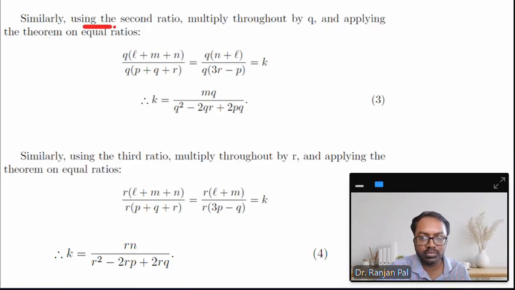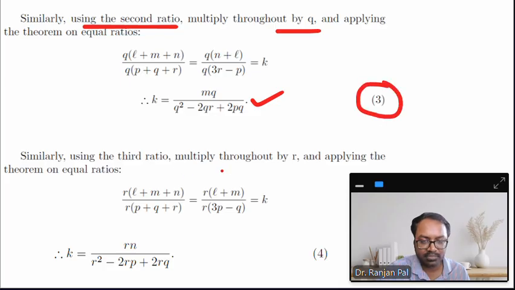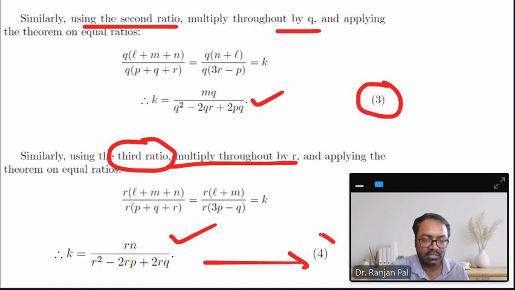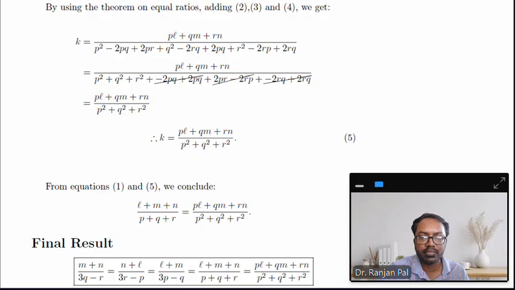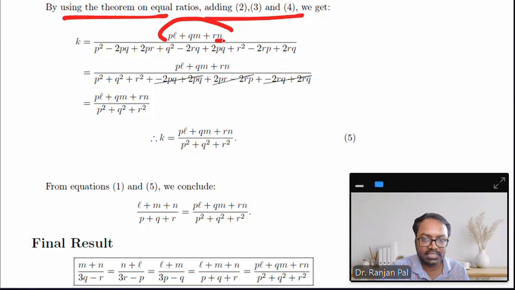Now similarly, using the second ratio and multiplying throughout by q, this is what we arrive at, and we can name this as equation 3. Likewise, multiplying throughout by r, considering the third ratio, this is what we get, and we mark this as equation 4. Now, if you compare equations 2, 3, and 4, we see that there is some analogy, and we can apply the theorem on equal ratios, and this time we can add because in the numerator we need this particular term. And by adding 2, 3, and 4, we observed that there are some terms in common.